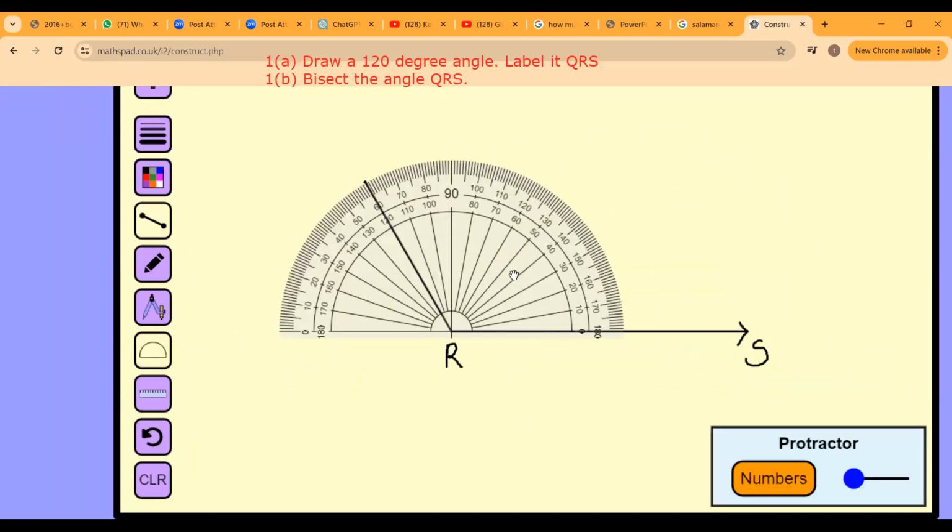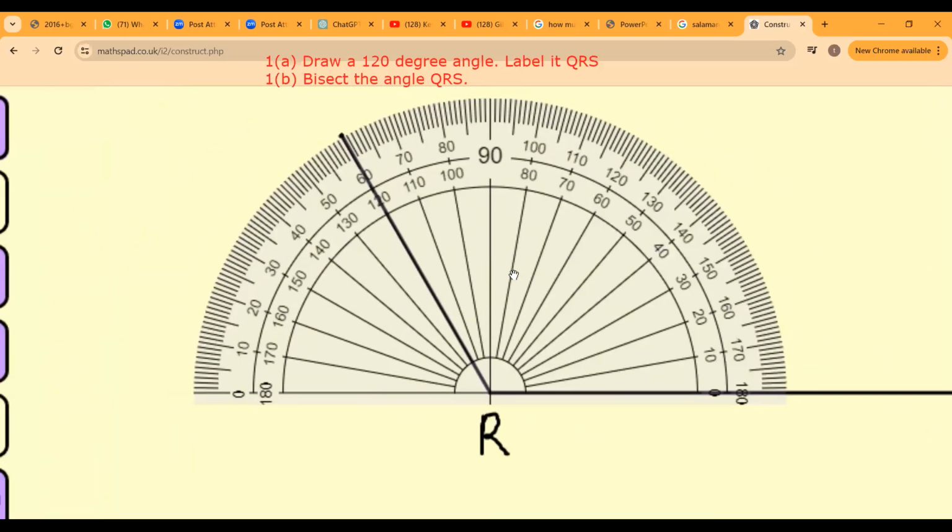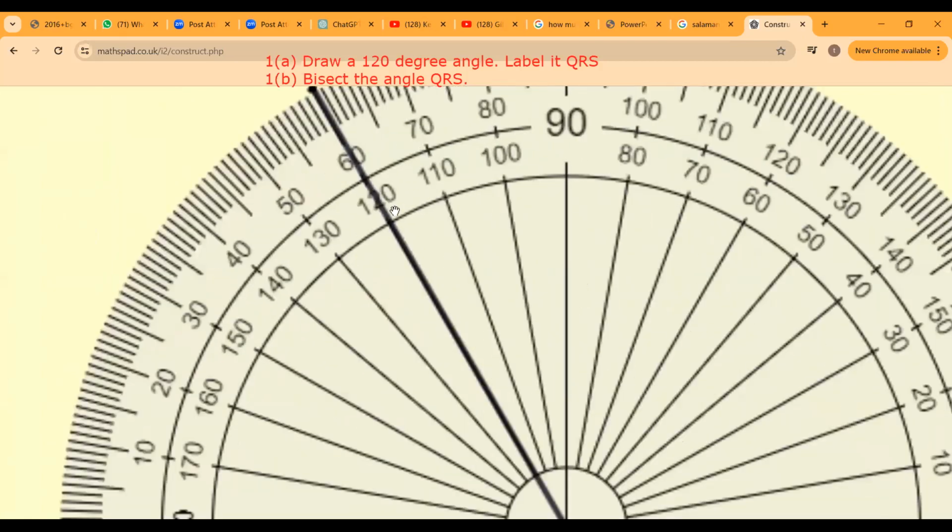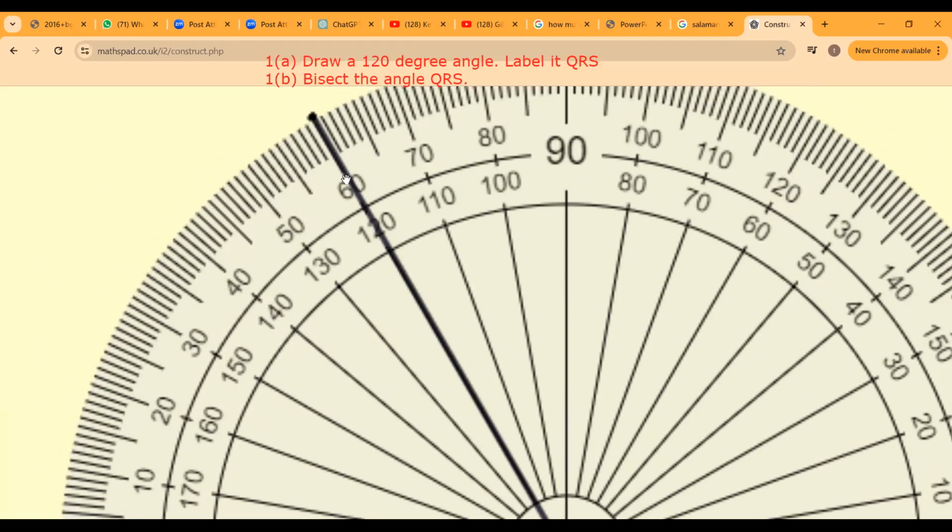Let's measure it again to see. If you look carefully, this is 0, 10, 20, 30, 40, 50, 60, 70, 80, 90, 100, 110, and 120. So this is indeed 120. You know, 110, 115, oh yeah, 120. So this is definitely 120, right?